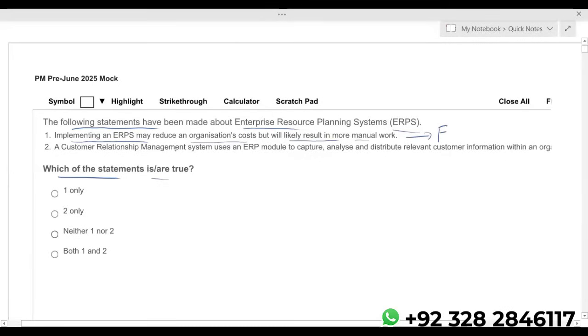A customer relationship management system, CRM, uses an ERP module to capture, analyze, and distribute relevant customer information within an organization. So they have just written something I would say opposite. Basically, CRM is a module within ERP. ERP is not a module of CRM. So second one is also false. Neither one nor two. Both are false.